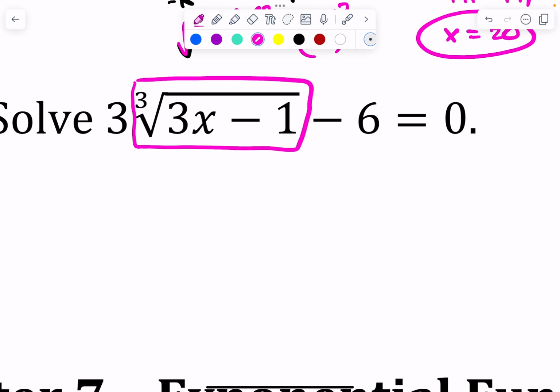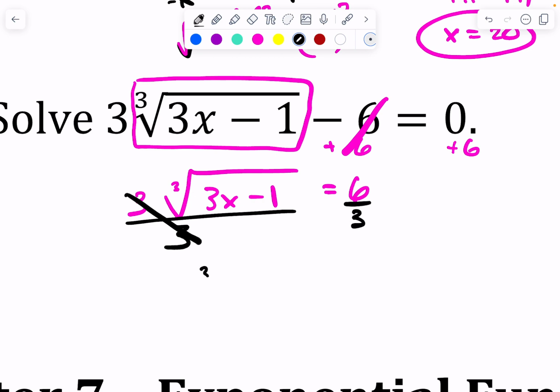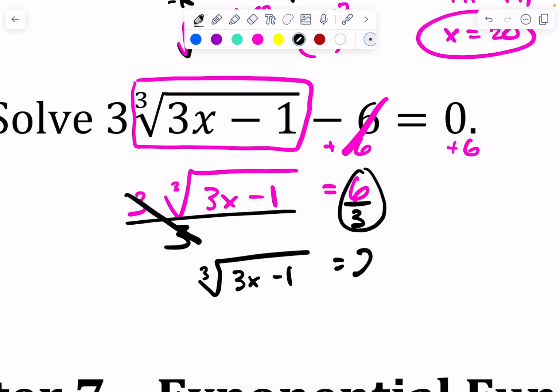So I'm going to add the 6 over. So I've got 3 times the cubic root of 3x minus 1. And if you don't write out all your work, at least write out a few steps, but you don't have to be near as thorough as I am. I'm going to divide this 3 to the other side. The cubic root of 3x minus 1 equals, and this becomes 2.